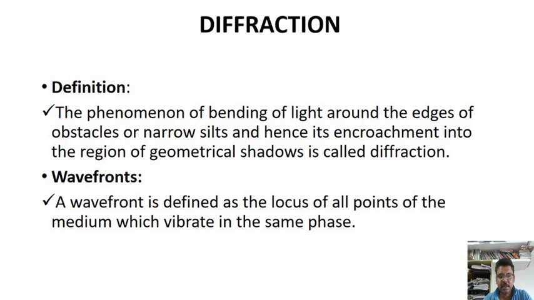According to this, a shadow cast by an object illuminated by a point source of light would have a sharp edge. However, the shadow of an object cast by a point source is not sharp. Fringes appear around the edge of the shadow. This is due to the bending of light around the edge of the barrier and is referred to as diffraction.